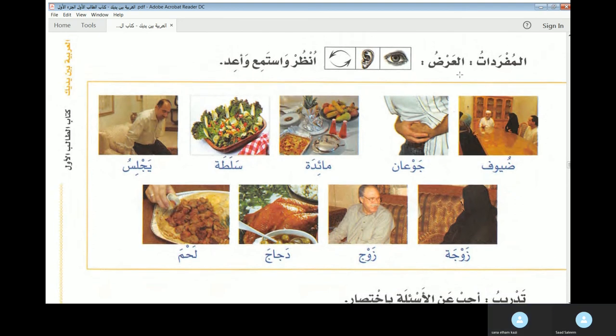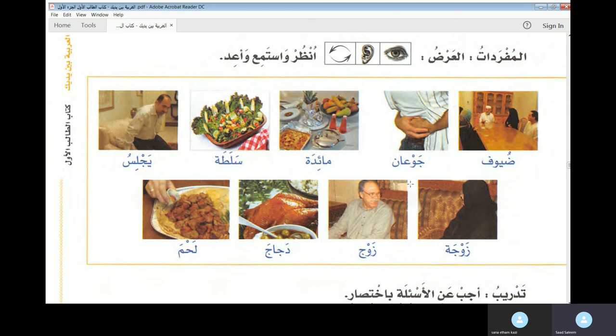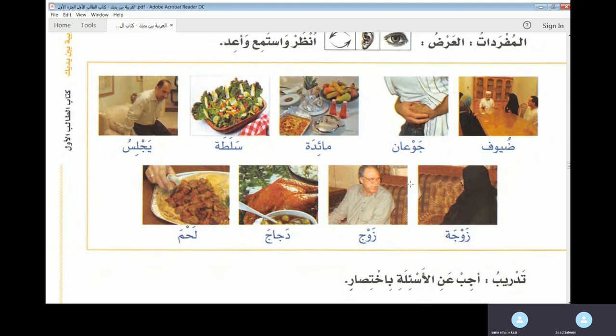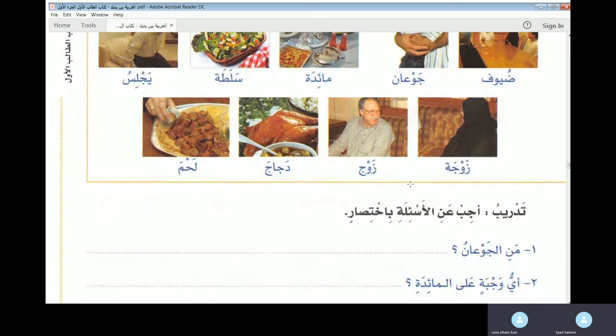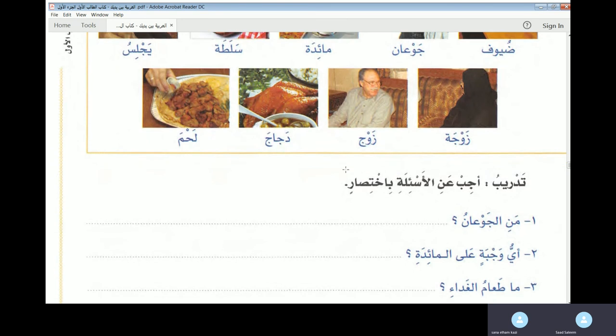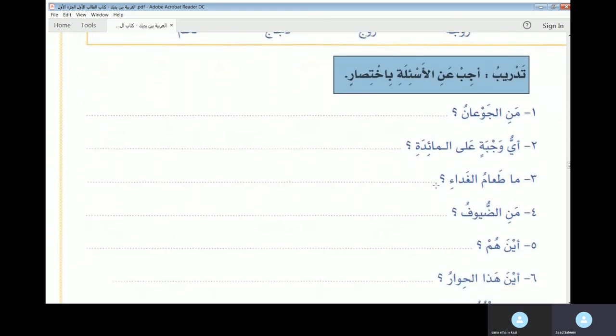Vocabulary: ضيوف guest, جوعان hungry, مائدة table spread, سلطة salad, يجلس he sits, زوج husband, دجاجة chicken, لحمة meat. Exercise: answer the questions in short.